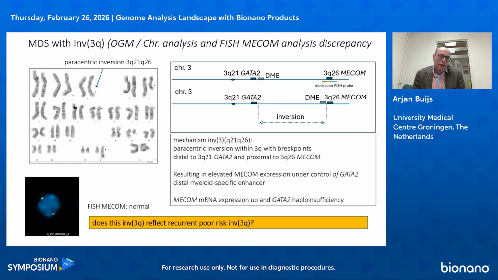So this case has clearly an inversion by chromosome banding, but as you can see in the upper right corner, what we use is also a FISH triple color FISH probe. And if you look at the left-hand corner, you see that there are two fusion signals present and no break apart present of one of the loci. So it is what you expect.